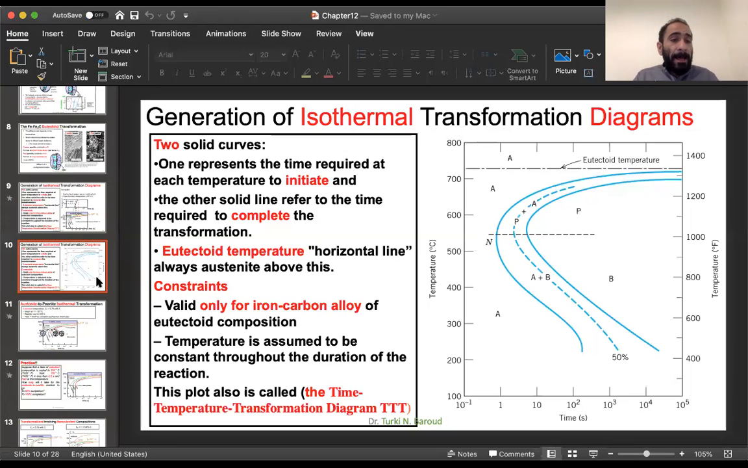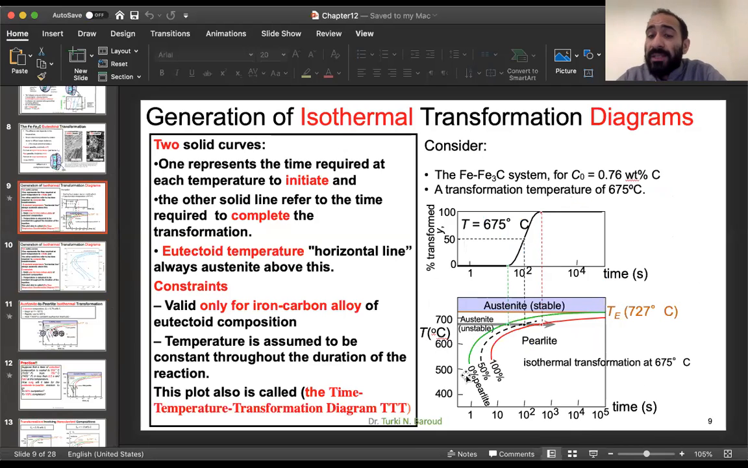Wonderful. And this is the other part: what's going to happen if you cool to much lower temperature. In this diagram we said what's going to happen up to 500 Celsius. Up to around 500 Celsius you're going to get something called pearlite, and as we said from the beginning of this lecture, we have two types of pearlite. We have coarse pearlite and we have fine pearlite.